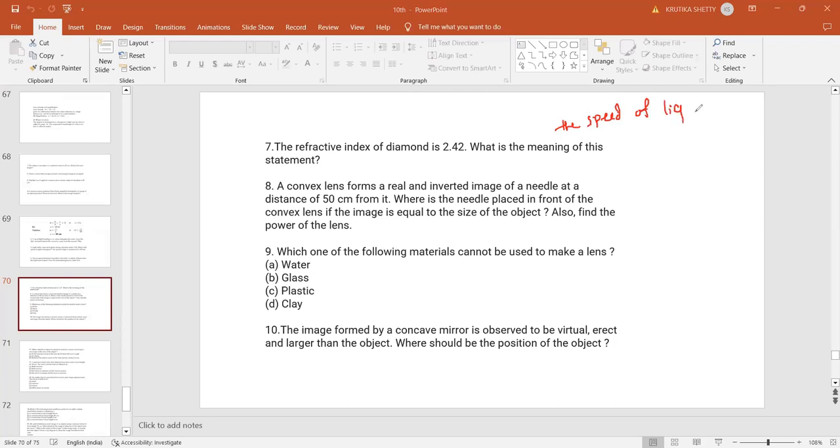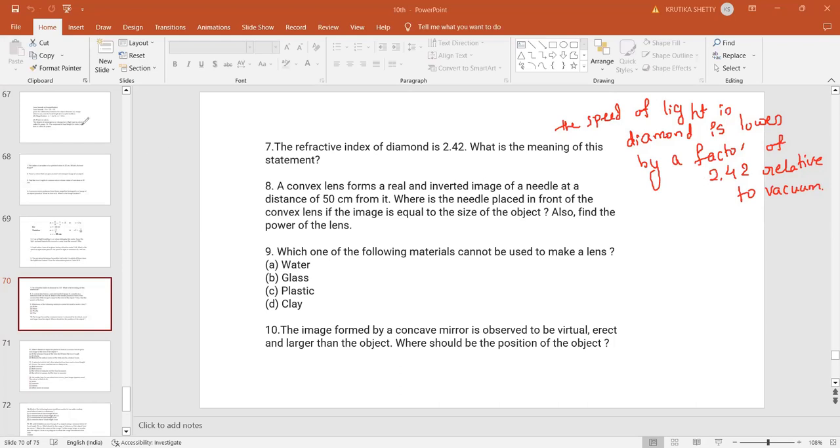the speed of light in diamond is lower by a factor of 2.42 relative to vacuum. Okay? So what is the meaning here?